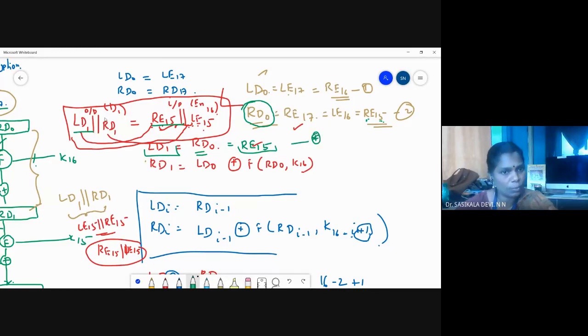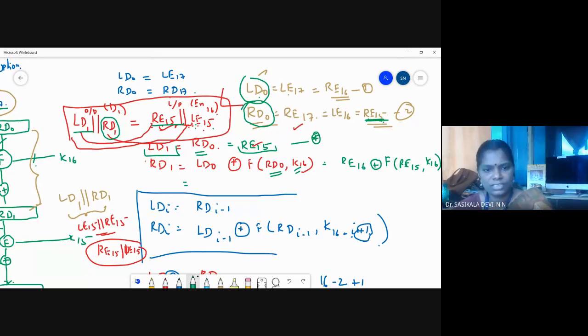Second, we have to prove that RD1 is equal to LE15. RD1 is equal to LD0 XOR F of RD0 comma K16. Now we have to substitute it. What is LD0? That is RE16. I'll write it out here: RE16 added with F of RD0. What is RD0? RD0 is RE15. So this is F of RE15, K16.